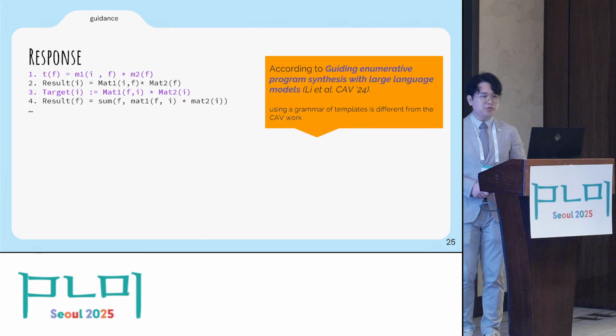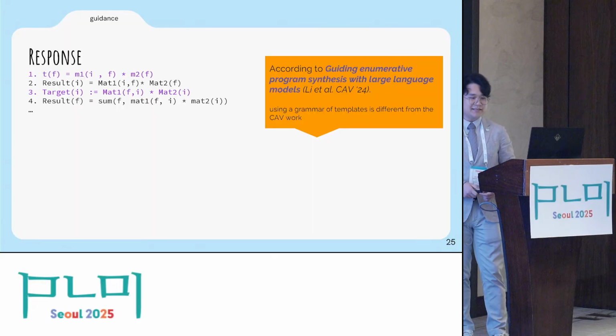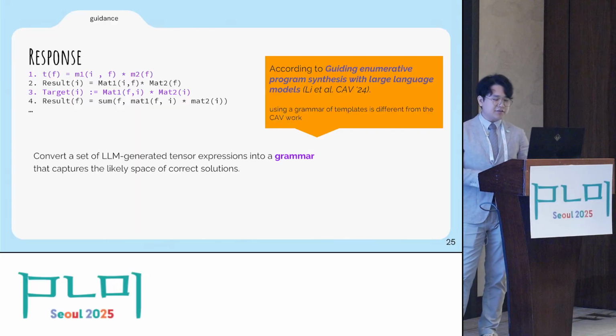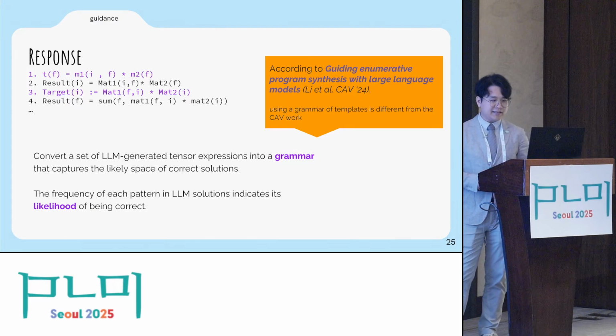And according to guided enumerative program synthesis with large language models, our previous paper accepted at CAV 2024, we can extract a probabilistic grammar from the LLM's response. But using a grammar of templates is different from the CAV work. Convert a set of LLM-generated tensor expressions into a grammar that captures the likely space of the correct solutions. And the frequency of each pattern in LLM solutions indicates its likelihood of being correct.